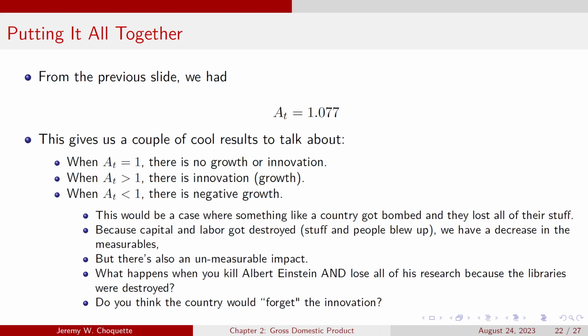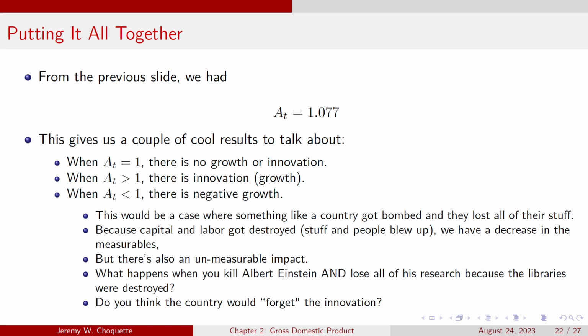And as we talked about in the last lecture, when A is equal to 1, there's no growth or innovation. When A is greater than 1, there is innovation, or there is growth. And if A is less than 1, there's negative growth. Now, if A is less than 1 and we get negative growth, this could be something like a country got bombed and lost all their stuff.